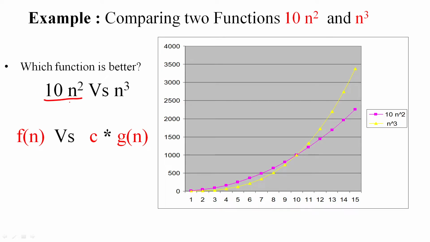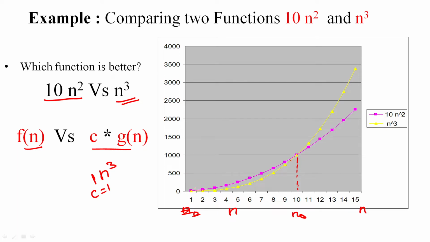For the first algorithm, f of n is calculated as 10n square, and for the second algorithm g of n is the function n cube. Here the c value is 1, because the coefficient of n cube is 1, so c equals 1. The f of n is 10n square. When we change the n value, this is the input n, and this is the maximum size of n. Here n0 is this one.